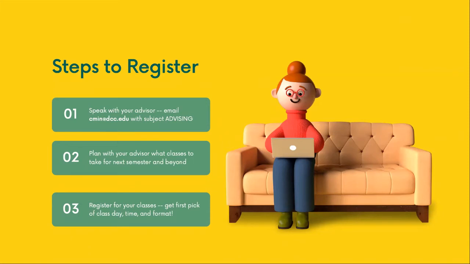And then the final step is to actually register for your classes. You always want to register early so you have first pick of your class day, your time, and format. Right now, we have 3 different formats for your computer information technology courses. They are in-person lecture classes, which is your traditional college class. You come to campus, you go to a specific building and a specific room number, a specific date, and a specific time. You sit in class with your teacher, socially distanced, and you hold class physically at school.